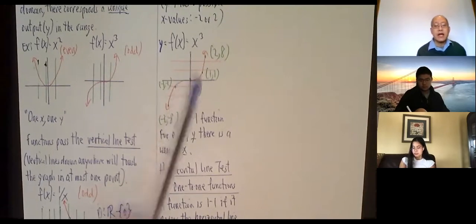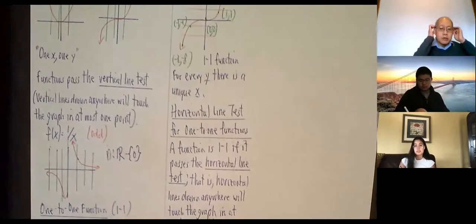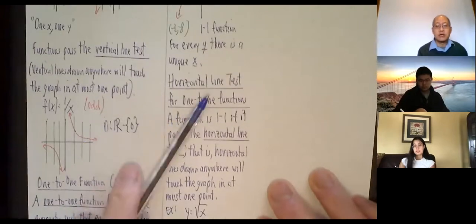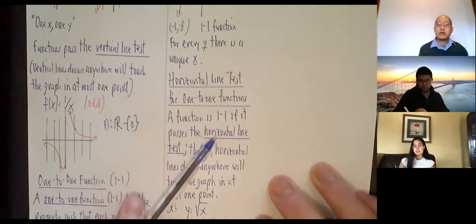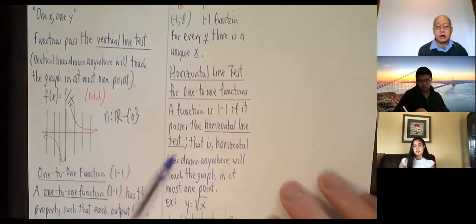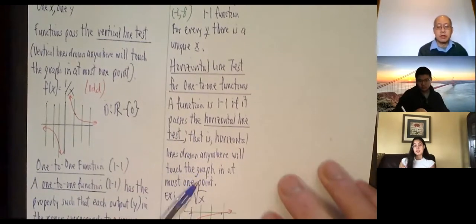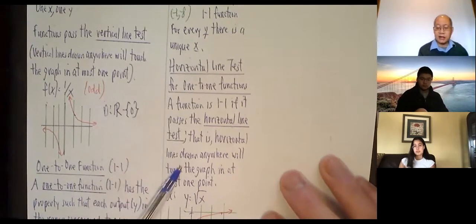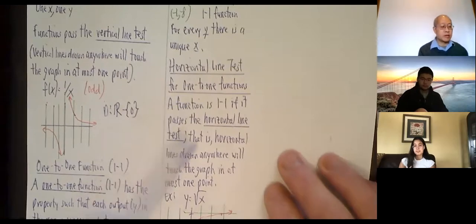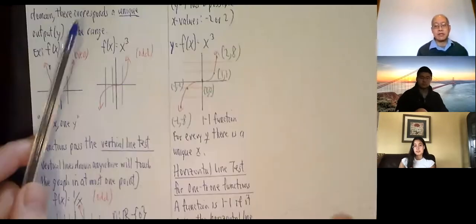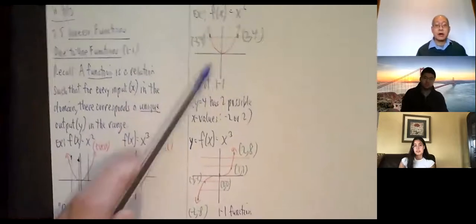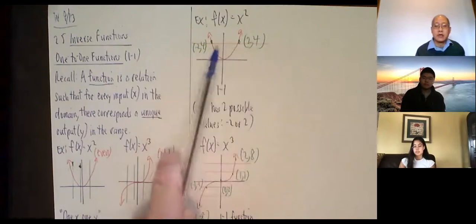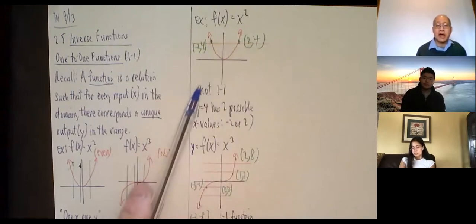And that now leads us to the horizontal line test. A function is one-to-one if it passes the horizontal line test. That is, horizontal lines drawn anywhere will touch the graph in at most 1 point. Again, I'm not going to wait for you to write this down. You should have heard of that before, and you can look at the video later. But I think if you look at the examples, that probably sticks better in my opinion. So y equals x squared does not pass the horizontal line test. I can draw a horizontal line which touches at 2 points. So this is not one-to-one.